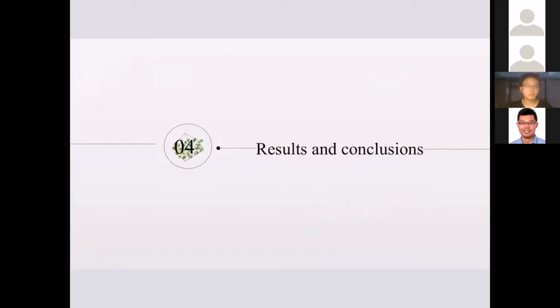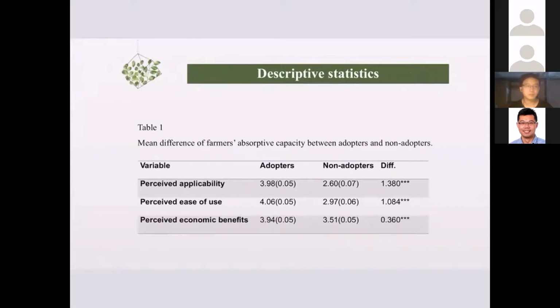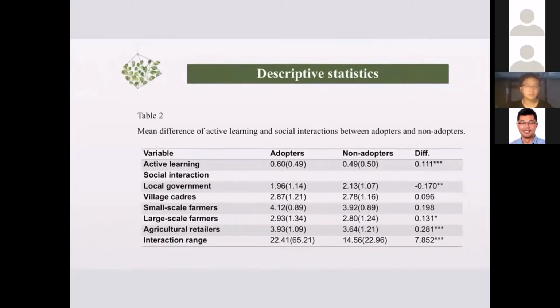In the end, we got the results of this paper. From descriptive statistics, we can see that adopters and non-adopters seem different in terms of their absorptive capacity about the DFS. The adopters obviously have a more positive absorptive capacity about DFS in these regions. Similarly, the social interaction and the active learning of adopters are better than those of non-adopters.